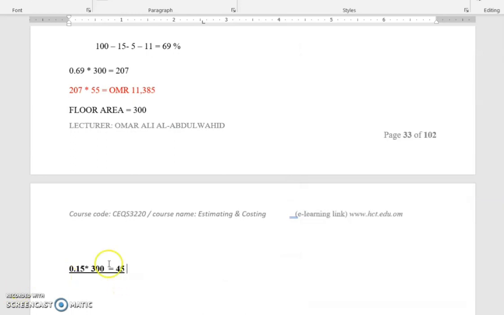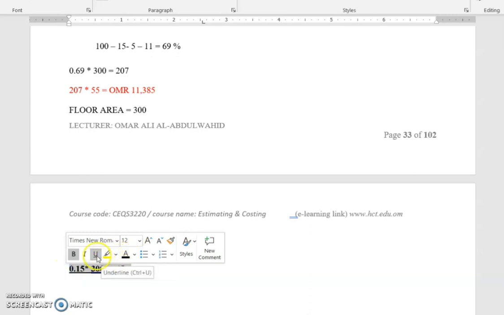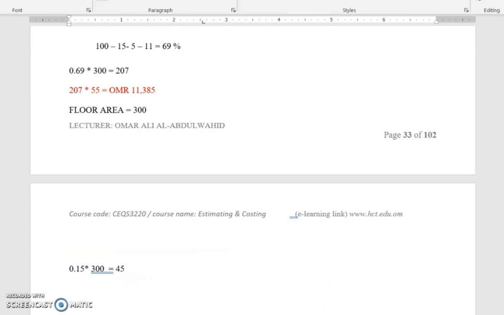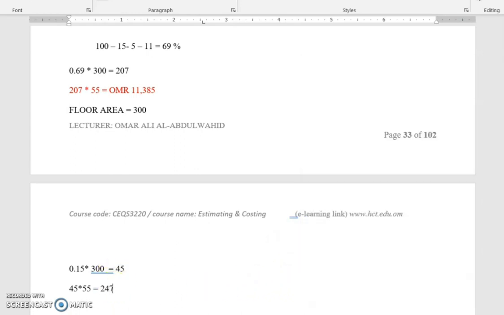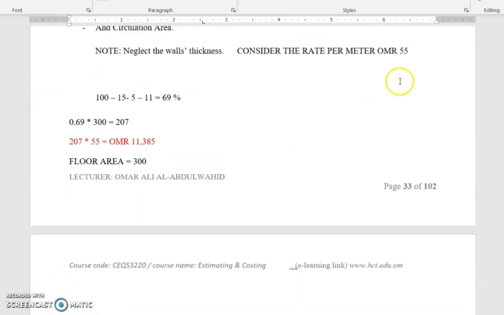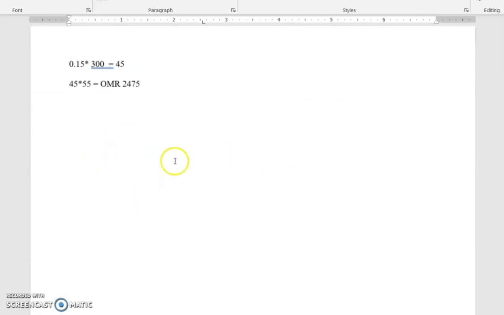طيب نقدر نسوي elaboration، يعني نقدر نطور في هذا السؤال. نقول لك الكوريدورز كم تكلفتها بالنسبة للمبنى ككل؟ مثلا هذه مساحة الكوريدورز 45 متر تضربها في 55، يطلع 2475. 2475 هذه عماني رياض تكلفة الكوريدورز. تمام. طبعا المثال بسيط، يعني هذا ال 55 ريال هيكل فقط، يعني لو افترضنا. تمام.